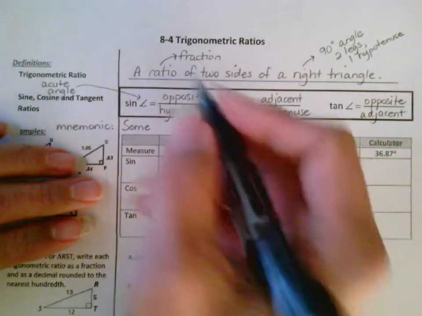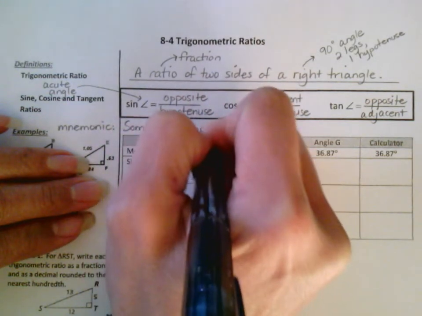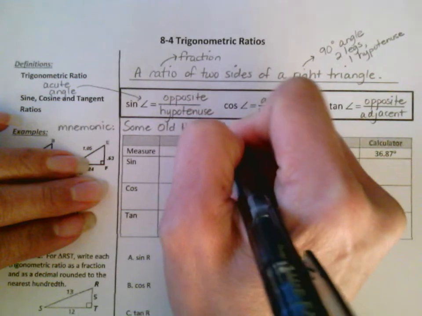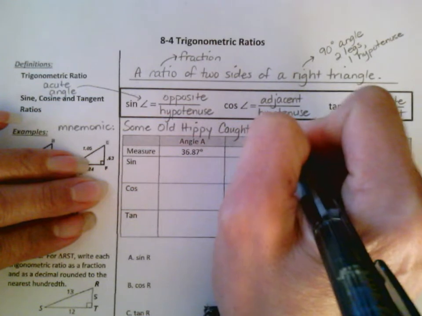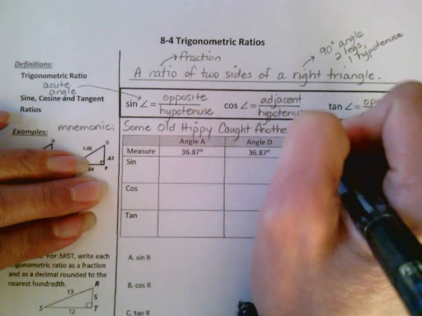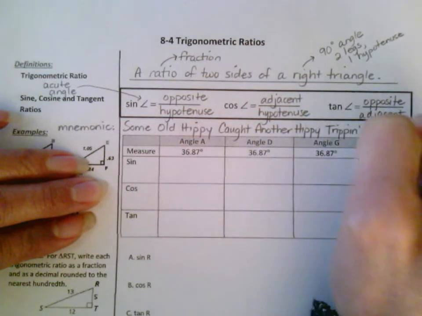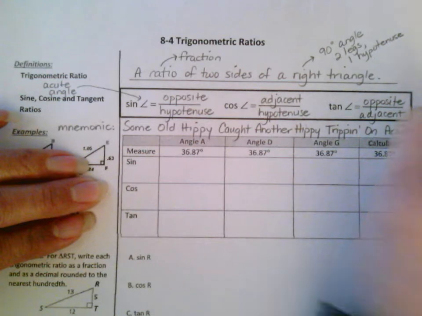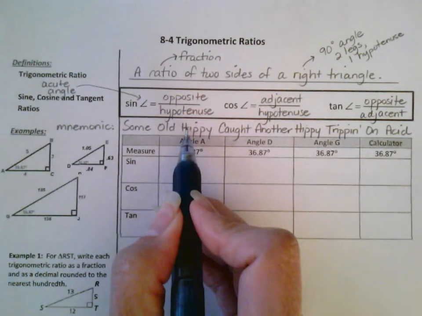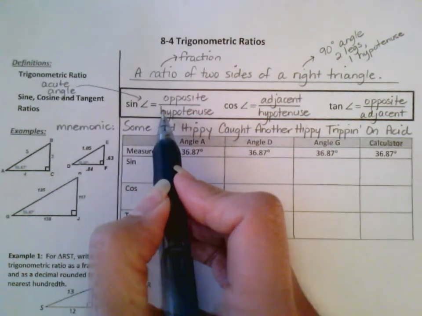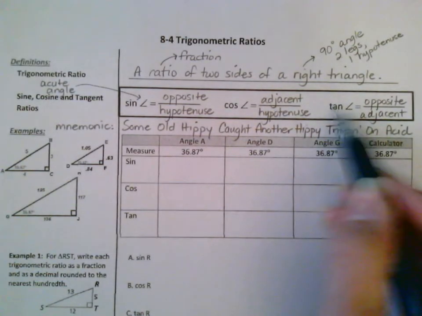So here we go. Some old hippie caught another hippie tripping on acid. So just a little funny thing. So notice it's just an S-O-H. So there's your S, the O, and the H. C-A-H, C-A-H, and then the T-O-A, T-O-A.